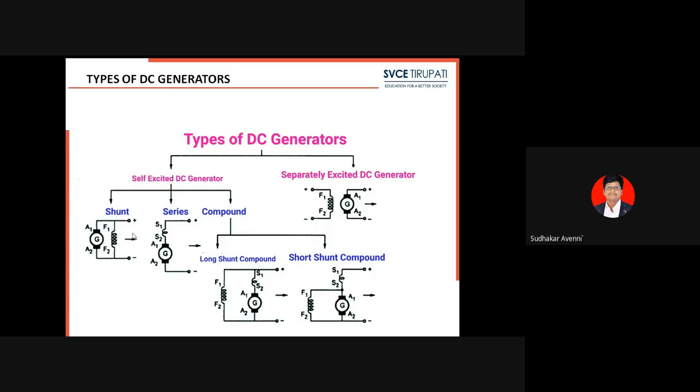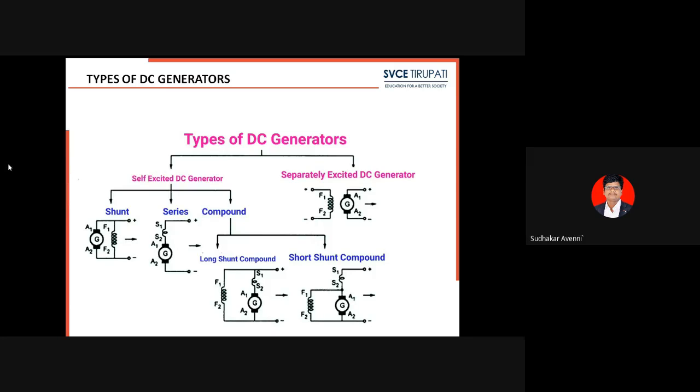Suppose shunt generator, series generator, compound generator. For example, let us take a shunt generator. The no load voltage of a shunt generator is the rated voltage. The no load voltage of a series generator is 2 to 5% of its rated voltage. Coming to the compound generator, the no load voltage of the compound generator is also the rated voltage. The rated voltage of a DC generator is 220 volts.